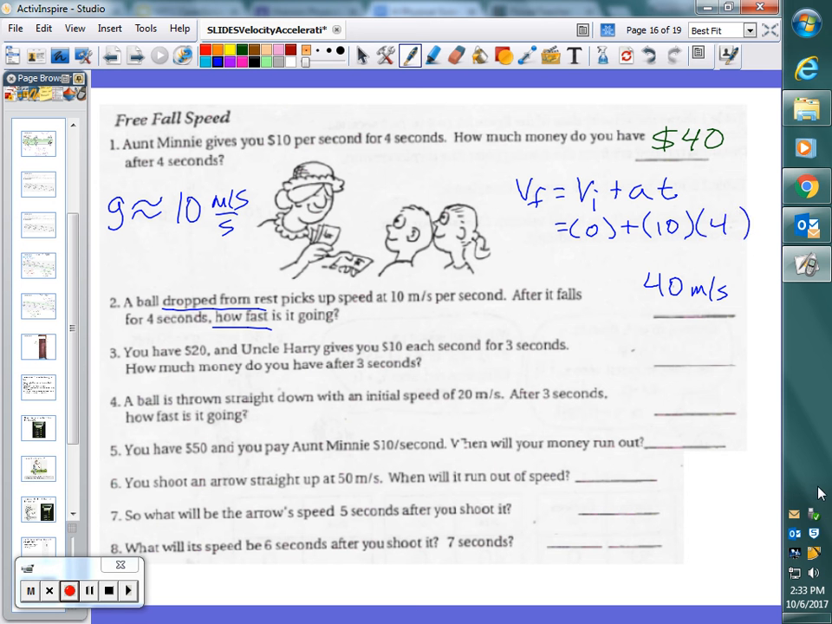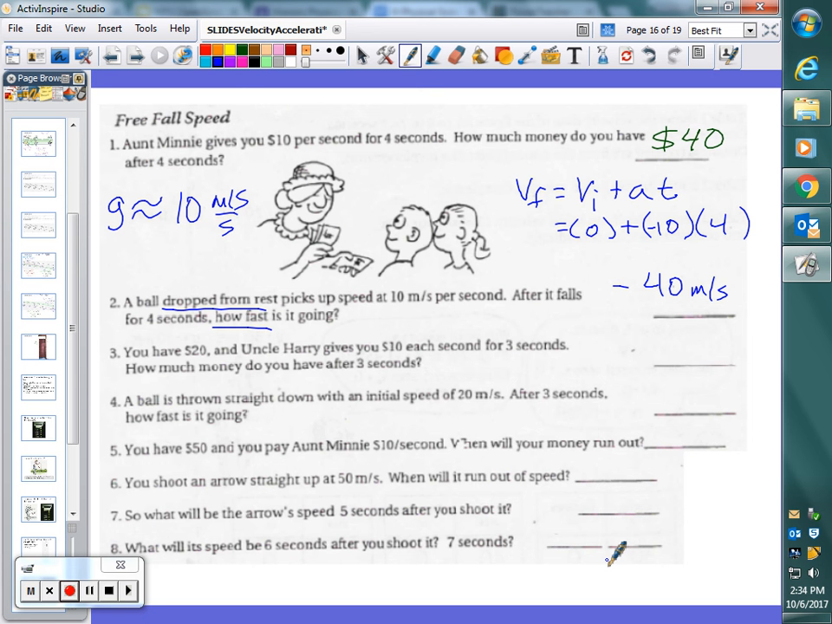Okay? Now, technically what I wrote on the board isn't correct. This acceleration is a vector. It has direction. Which way does gravity pull things? So what should this acceleration be? Negative 10, right? And that means that the final velocity would be negative 40. Does that make sense? Good?